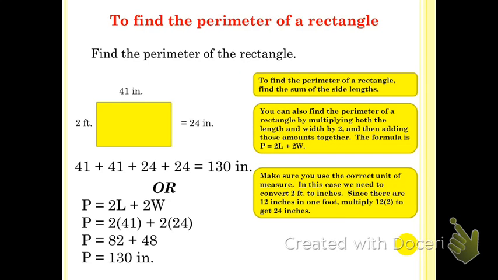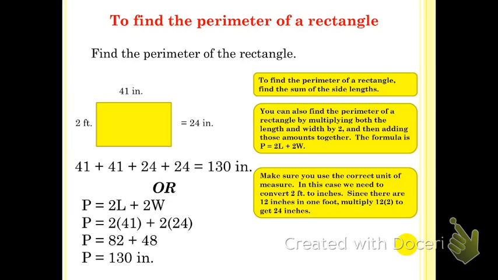Find the perimeter of the rectangle. To find the perimeter of a rectangle, find the sum of the side lengths. You can also find the perimeter of a rectangle by multiplying both the length and width by 2 and then adding those amounts together. The formula is P equals 2 times L plus 2 times W.